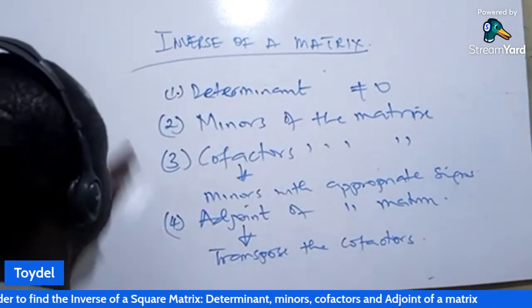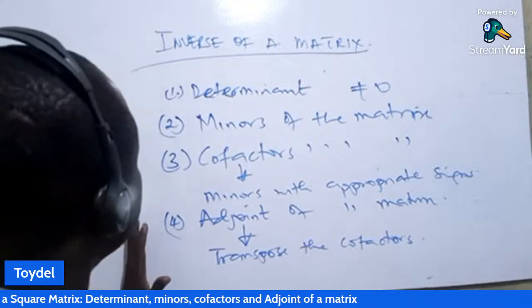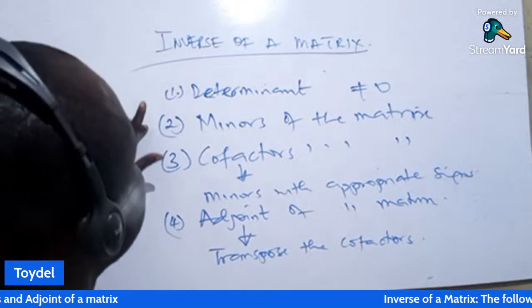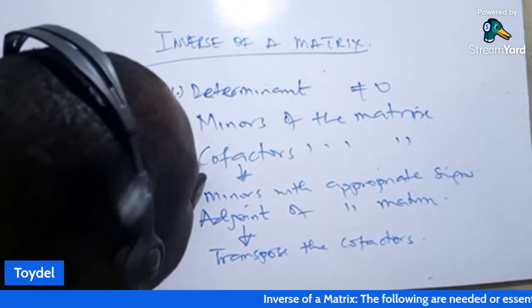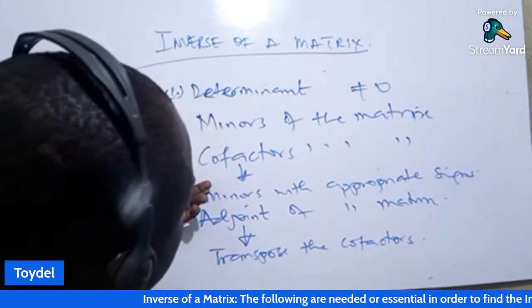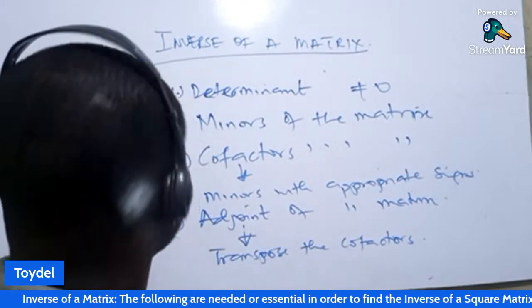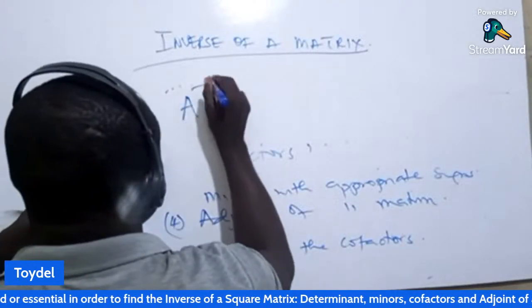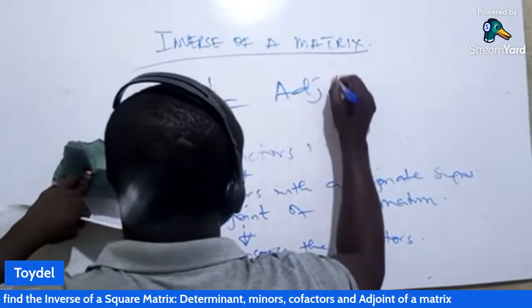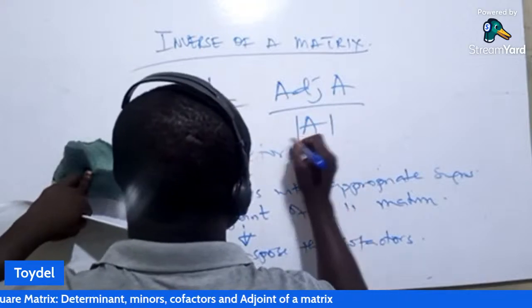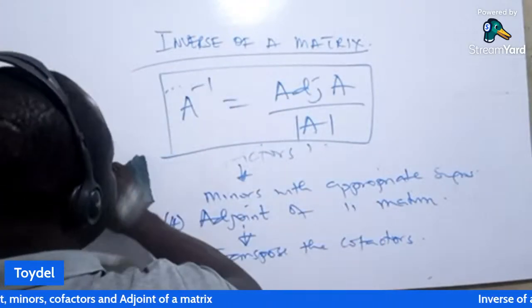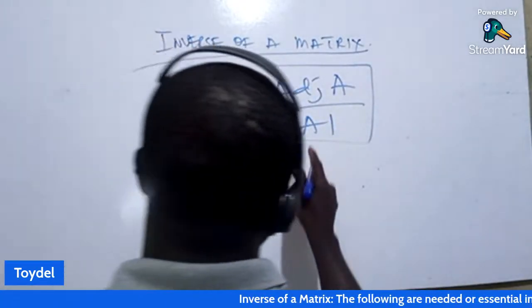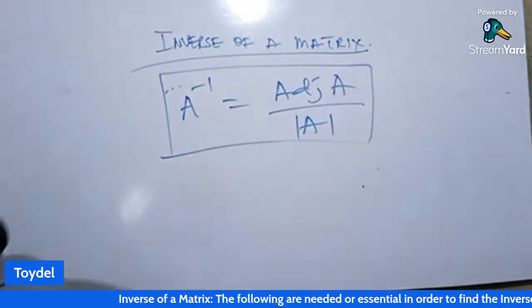So these are the steps that will be taken for us to be able to find the inverse of a matrix. We find the determinant, we find the minors of the matrix, we find the cofactors, that is the minors with the appropriate sign. Then we transpose. When we transpose the cofactors, that's when we get the adjoint. Then by formula, the inverse of matrix A is given as the adjoint of A divided by the determinant of A.